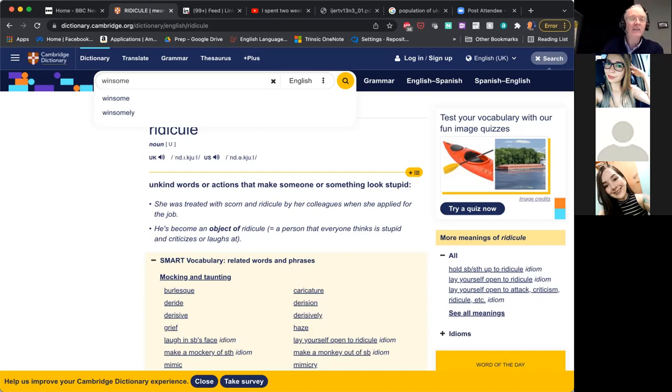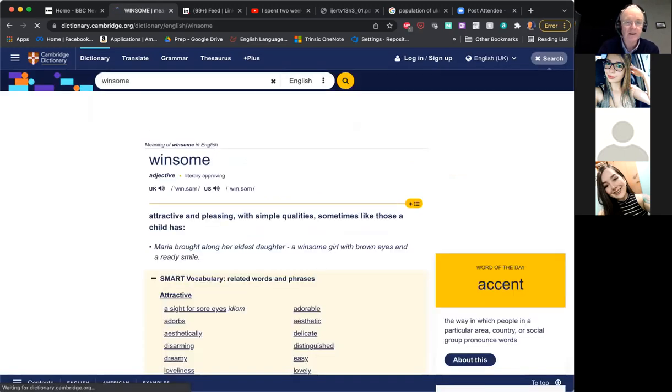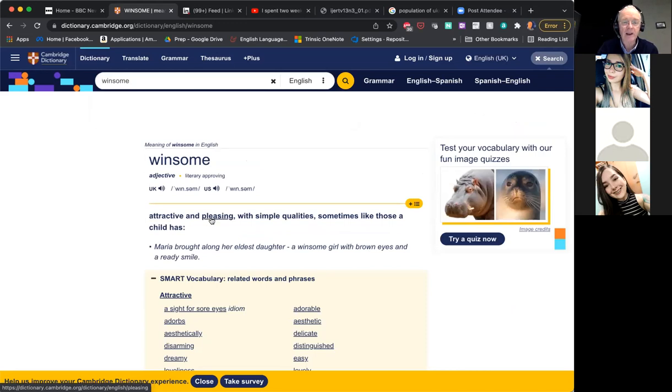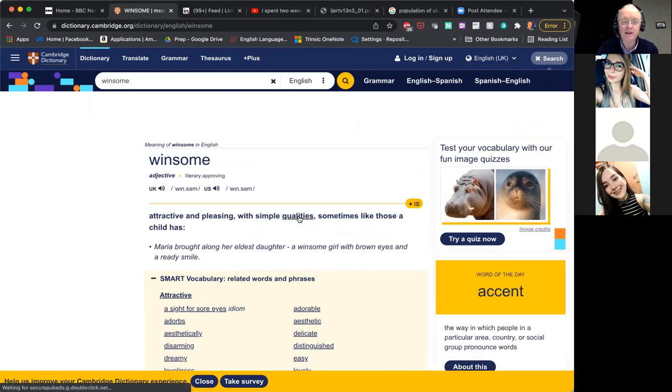I thought, that is a lovely, lovely word, right? Winsome. It sounds nice and it describes something nice. Winsome. Right. Attractive and pleasing with simple qualities, sometimes like those a child has. Maria brought along her eldest daughter, a winsome girl with brown eyes and a ready smile. So if I described you as winsome, it would be a very high compliment. Okay?